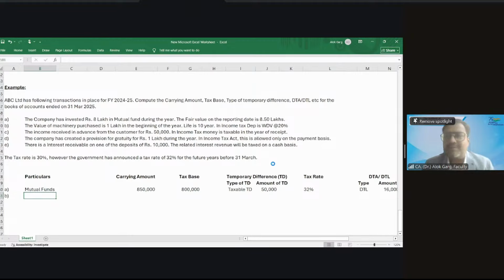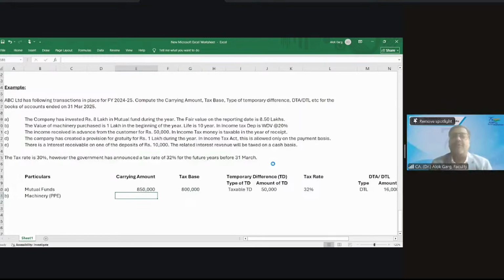Whether it is the income tax books or the Companies Act books, what you have actually paid will be the same, right? Yes, it would be the same. So machinery means PPE. Now the value of machinery purchased is 1 lakh in the beginning of the year. Life is 10 years. In income tax, depreciation is WDV at the rate of 20%.